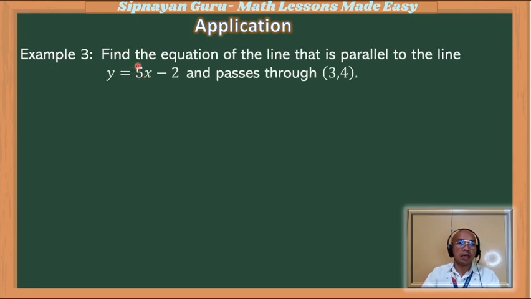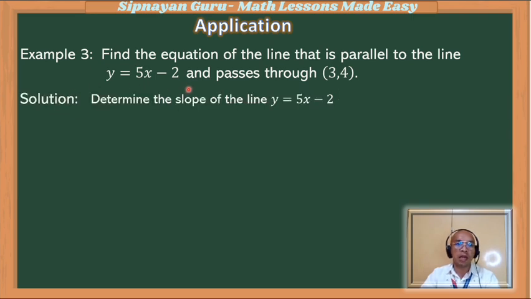Example number 3: find the equation of the line that is parallel to the line y equals 5x minus 2 and passes through point (3, 4). In this kind of problem, we recall our lesson about writing an equation of a line. We have different forms: the slope-intercept form, the point-slope form, and the two-point form. In finding the equation of the line that is parallel to this line, we need to know first the slope of this line.